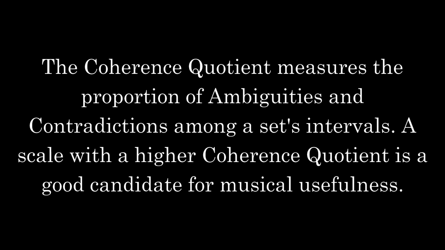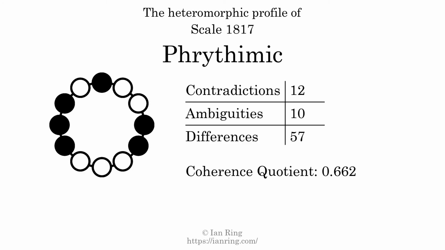The coherence quotient measures the proportion of ambiguities and contradictions among a set's intervals. A scale with a higher coherence quotient is a good candidate for musical usefulness. The coherence quotient is 0.662.